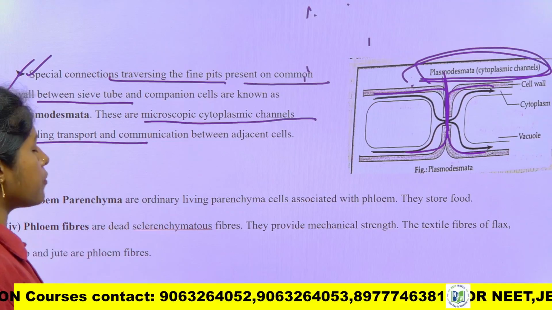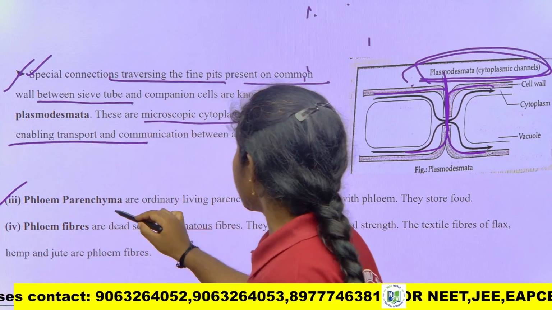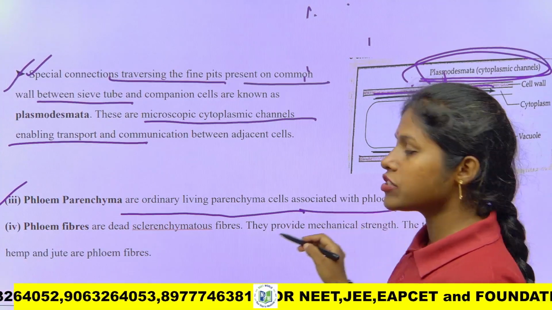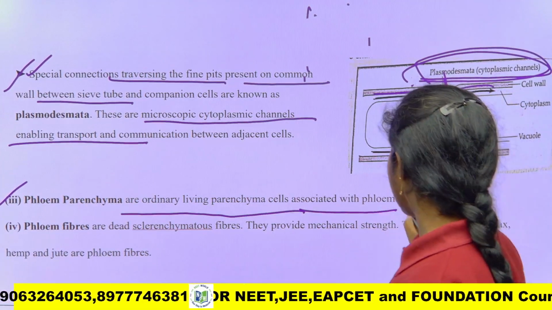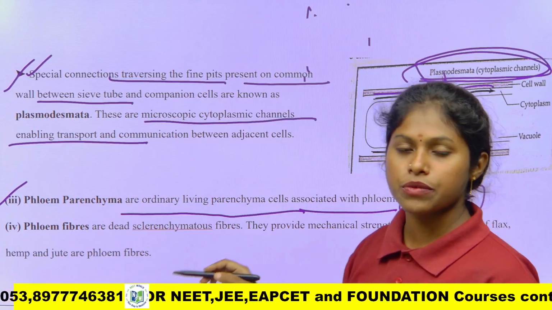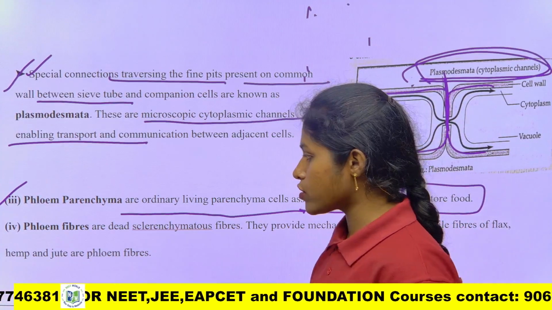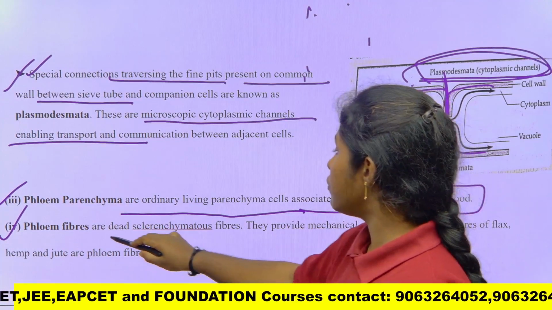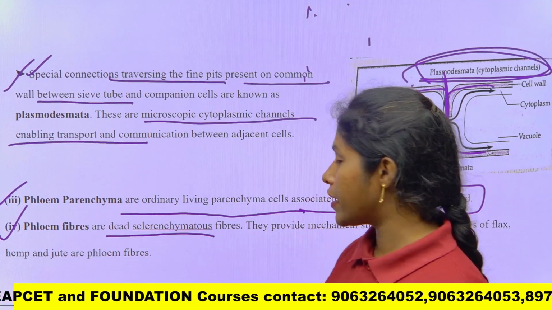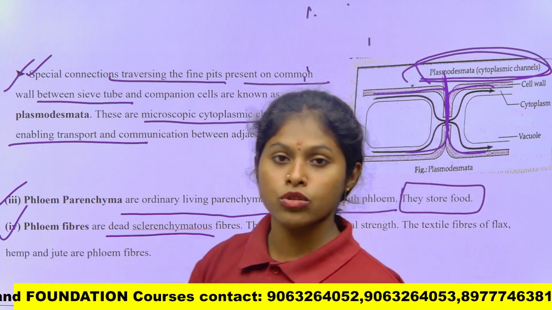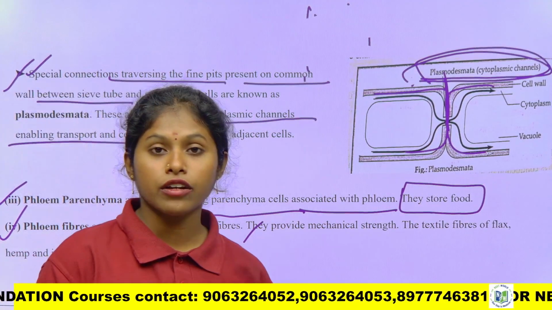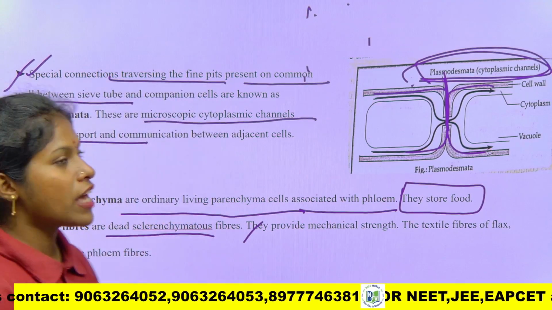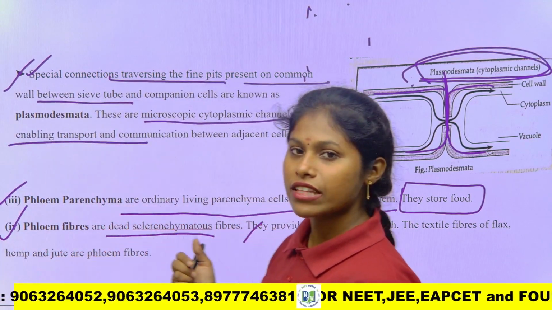Coming to the phloem parenchyma, children, they are ordinary living parenchymatous tissue. What is the parenchymatous tissue's function, children? Mainly they store food, and if any damage occurs, they are involved in the healing process also. Coming to the phloem fibers, children, they are dead, which means they provide mechanical strength to the plant. In commercial use, jute fibers and flax fibers are used because they have phloem in them.